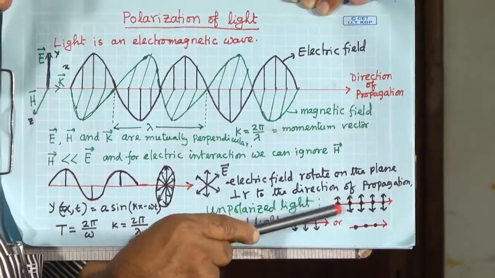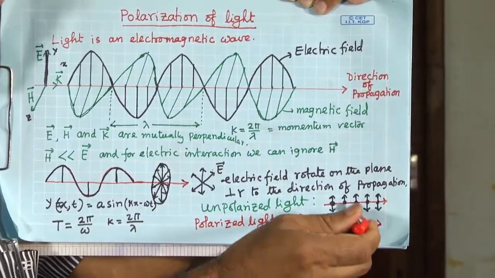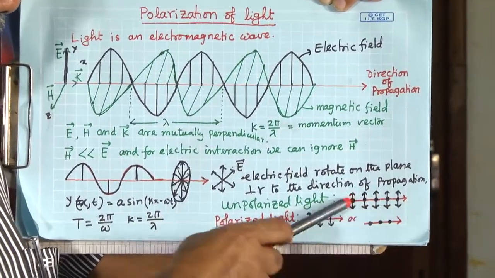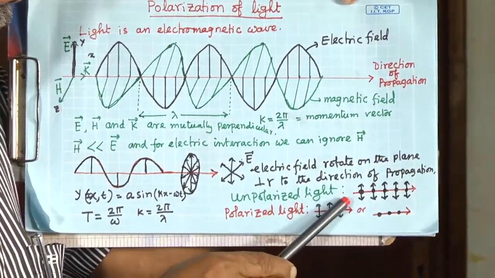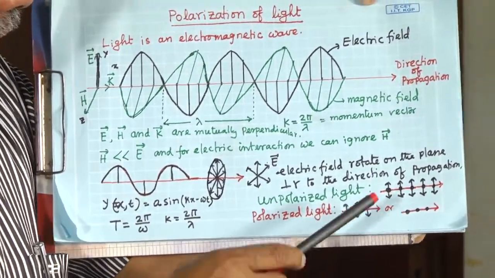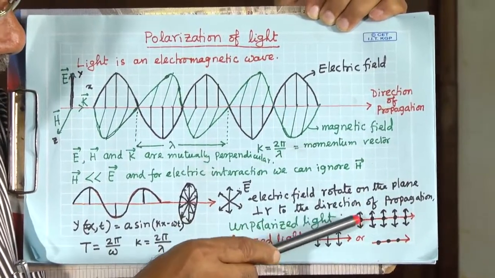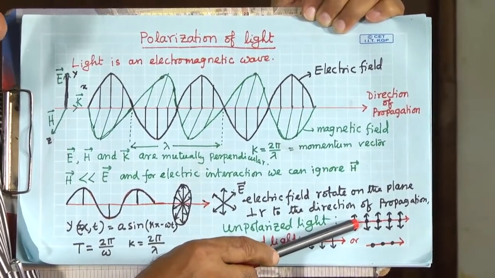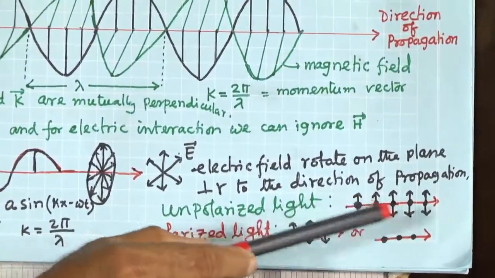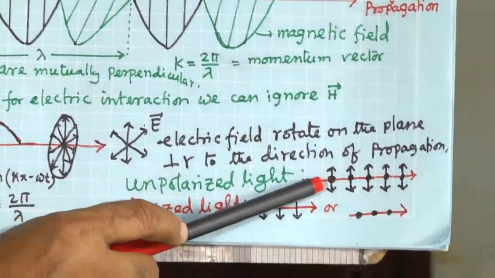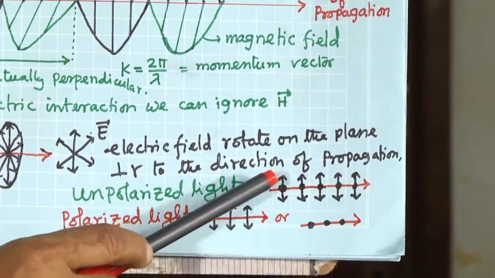One component is in this direction and the other is perpendicular to the paper, okay, because this is the direction of propagation. So, we have this line as well as the dot here, okay. The dot means this electric component is perpendicular to the plane of the paper. This way we represent unpolarized light.